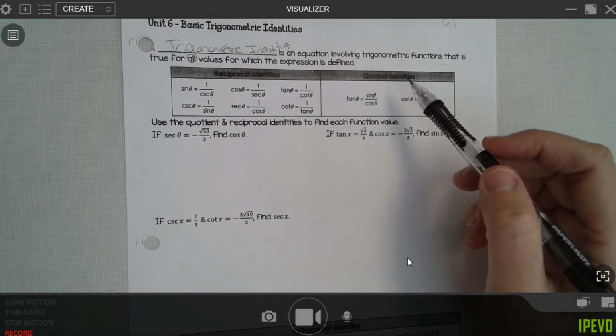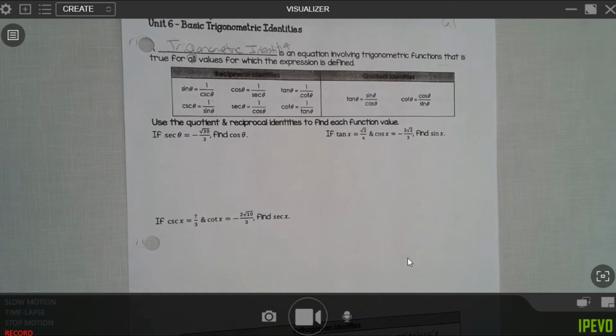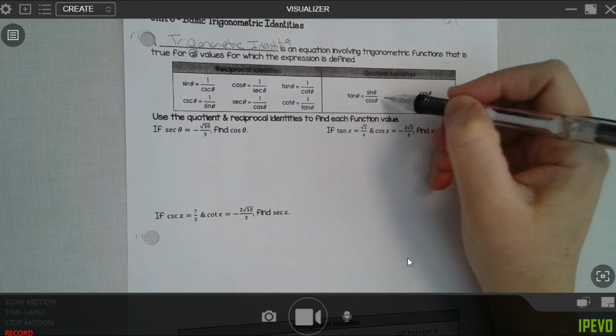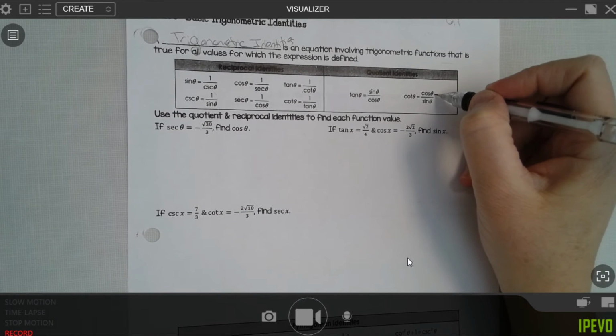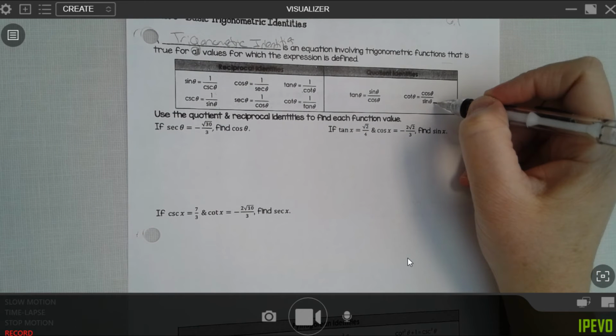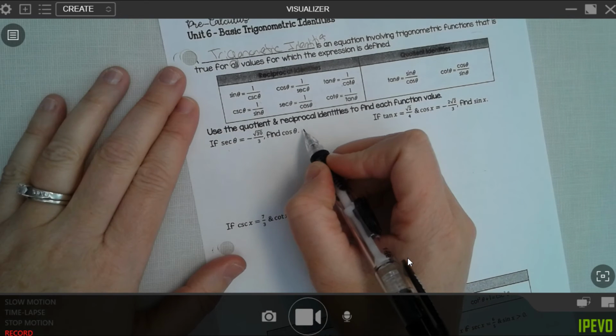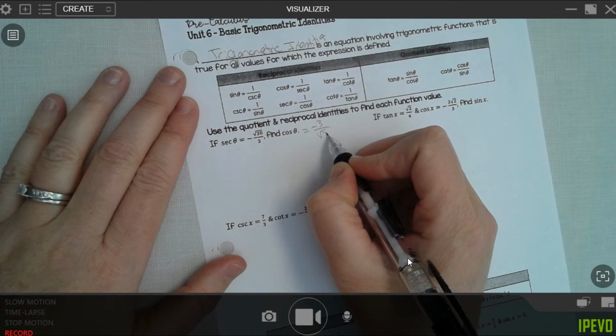Other things that we should have talked about is that tangent is sine divided by cosine, which means that cotangent would be cosine over sine. So we're going to use these properties in order to find some of the answers down here. So cosecant's reciprocal is sine. So if I flip this answer, I should get cosine's answer. So I'm going to get negative 3 over square root of 30.